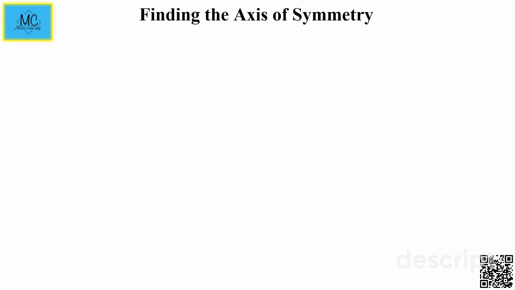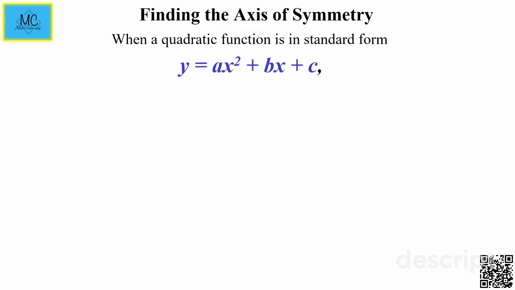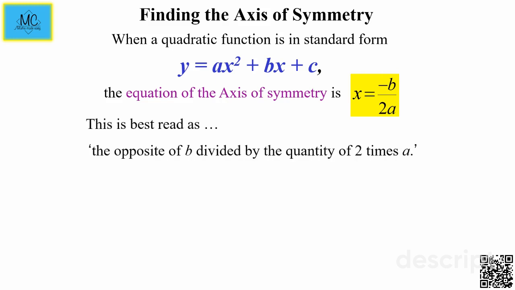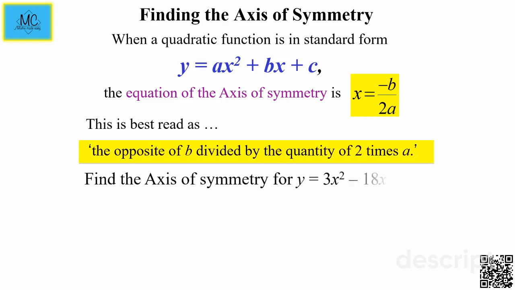Let's understand the axis of symmetry with an example. When the quadratic function is in the standard form, ax square plus bx plus c, the equation of the axis of symmetry is x is equal to minus b by 2a. Always remember that. This is the formula to find the axis of symmetry. Now, it is the opposite of b divided by the quantity of 2 times a, which is the first value of your quadratic equation.